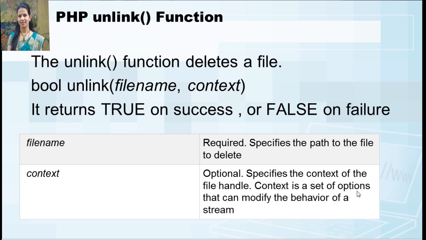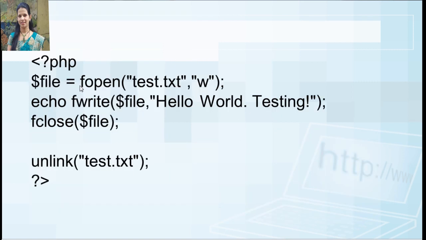Context is a set of options that can modify the behavior of a stream. The context is optional, but the file name is compulsory. We need to give the file name. So $file = fopen("test.txt", "w"), opening the file in write mode, and the file handle is $file. fwrite($file, "hello world") writes this content to the file. Here we close the file with fclose($file). And if you want to delete this file, just write unlink("test.txt") to delete the given file.